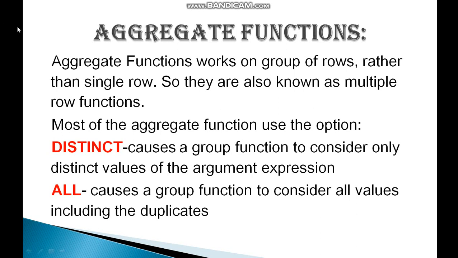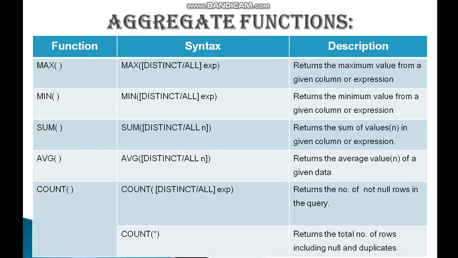So DISTINCT causes a group function to consider only distinct values of the argument expression. Argument means the value which is used for doing the processing. And ALL causes a group function to consider all values, including the duplicates also. So let us discuss some of the aggregate functions. These are some of the aggregate functions according to the CBSE class 12 syllabus. We will discuss them one by one.